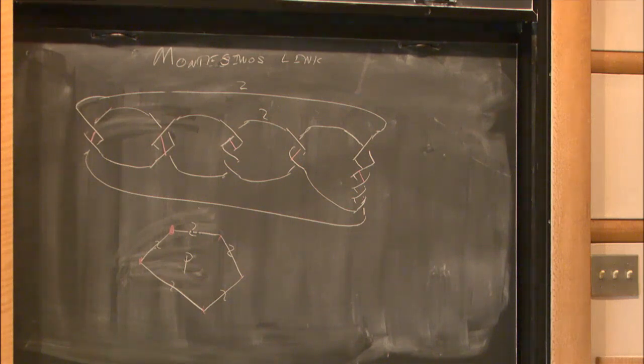What? And all of it should be red in the Montesinos. Okay, all right, whatever. Well, the horizontal should.